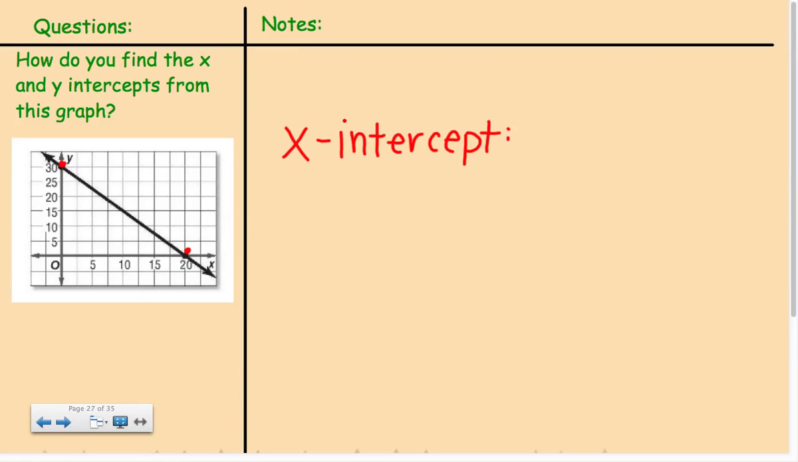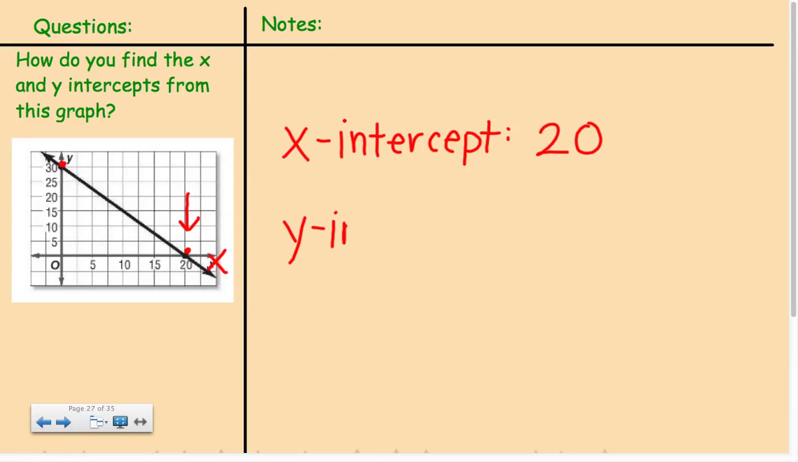So I've got to look for my x-axis. X-axis is the one that goes left to right or horizontal. If I look at where my line is crossing the x-axis, it's right here. That is at the number 20. That means my x-intercept is 20.